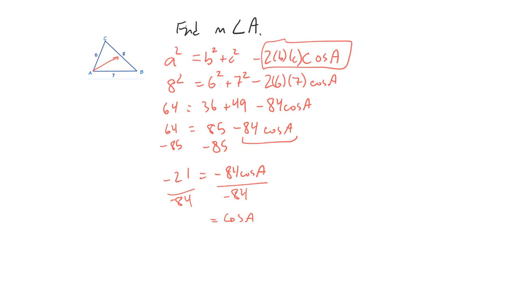And I don't know if I might have just brushed through this too quickly, but this minus sign has to stay attached to it. That's really important. So notice that when you had a negative divided by a negative, we get positive 0.25. And then if I want to solve for A and work backwards, we have to do inverse cosine of 0.25, which tells me that angle A ends up being 75.52 degrees.